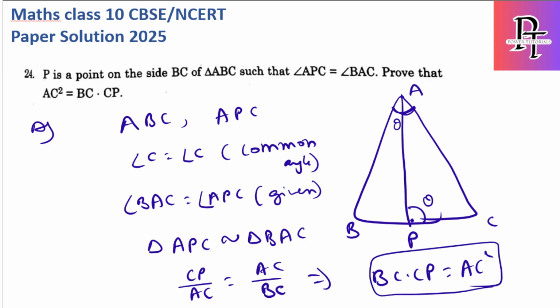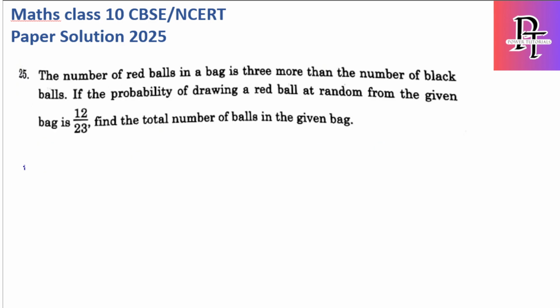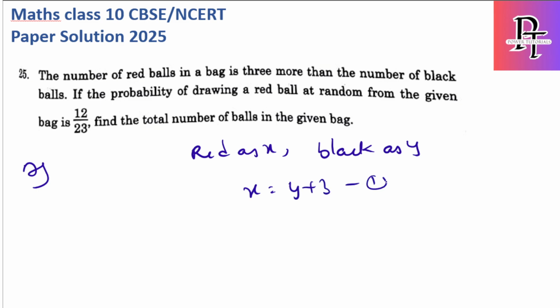Okay, then next. The number of red balls in a bag is 3 more than the number of black balls. So let's assume red as X, black as Y. Red balls are 3 more than black. Okay, this is one. What is the second condition? The probability of drawing a red ball at random from the given bag is 12 by 23, and the total number of balls in the given bag.